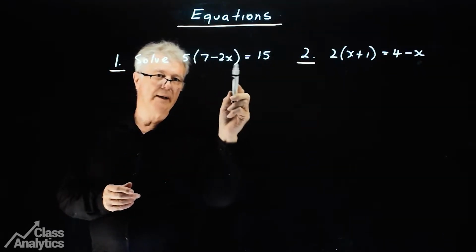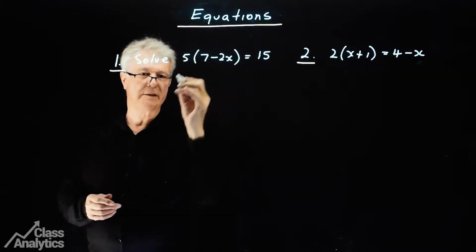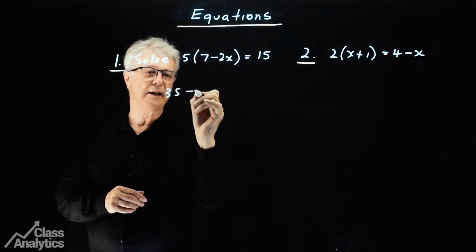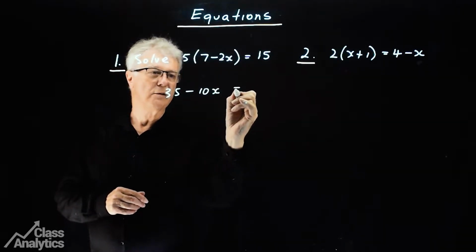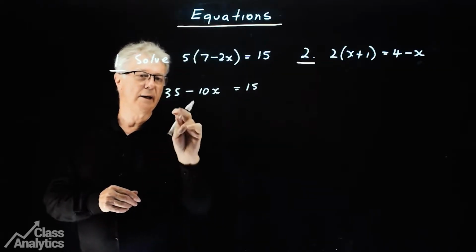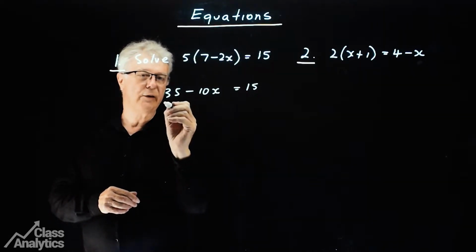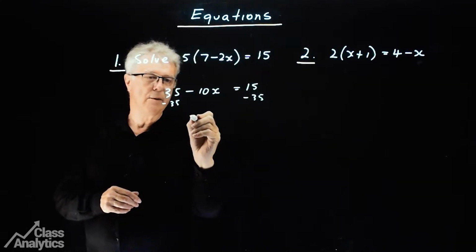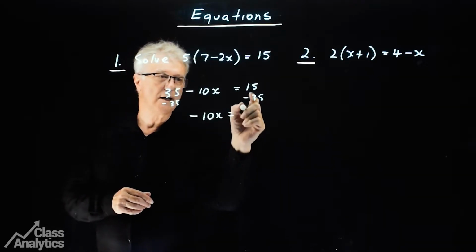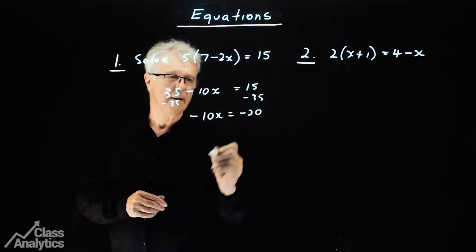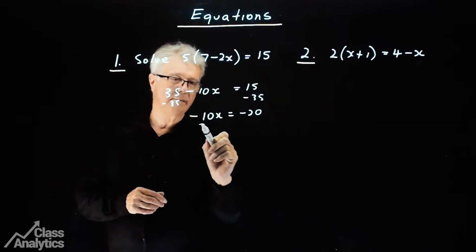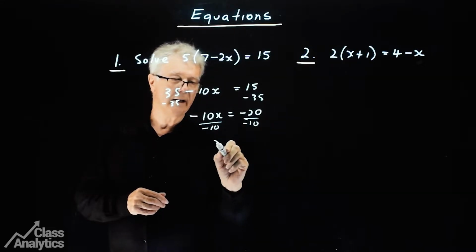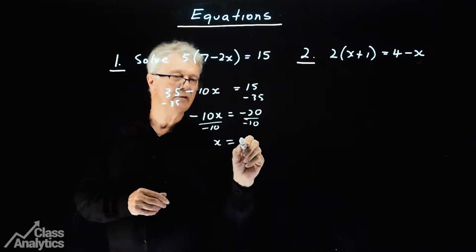Here we're going to remove the brackets, so multiply that out. We have 5 times 7 is 35. And here this is 5 times minus 2 is minus 10x equals 15. Okay, now what I'll do here, I'll subtract that 35 from both sides of the equation. That gives me minus 10x equals minus 20. Careful here, divide both sides by negative 10, which knocks out that. And you're going to get x is equal to simply 2.